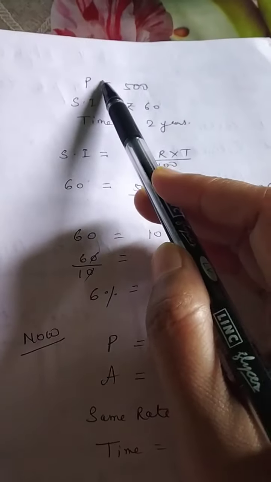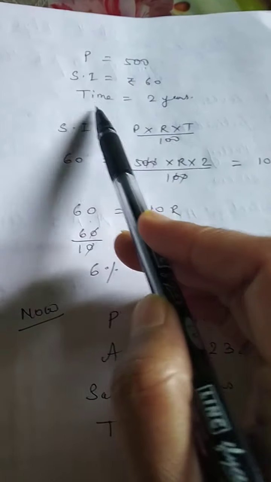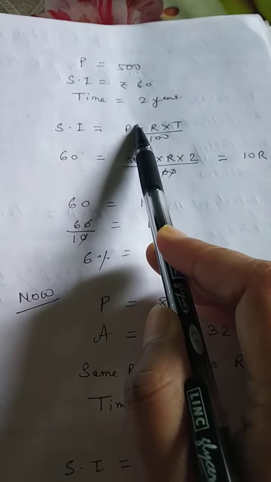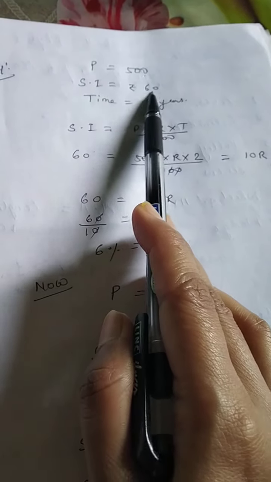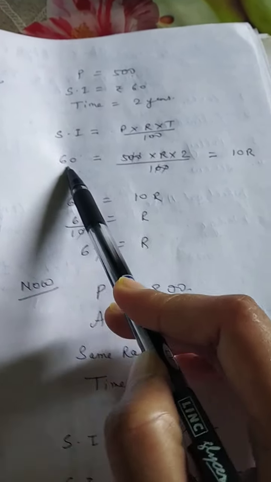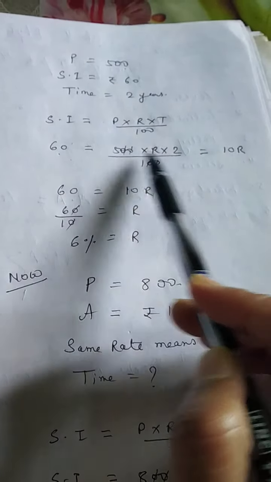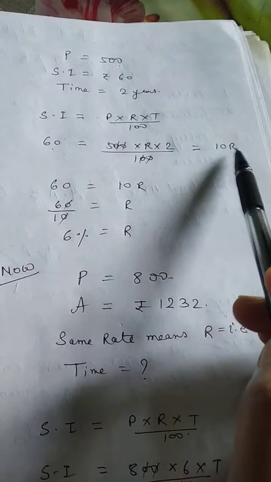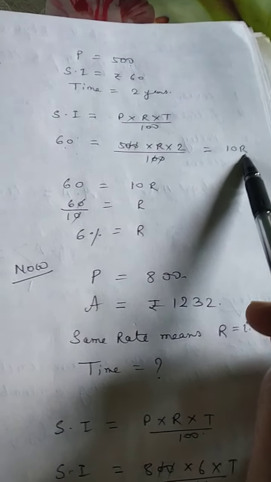Look here. In the first part, principal is given 500, simple interest is rupees 60, time is given 2 years. So we will use this formula. Simple interest is equal to P into R into T by 100. Simple interest is given, that is 60, so we will put it in this place. Now P is 500 into R into time 2 years by 100. Now we will cancel it. 5 2s are 10R we will get. R will be as it is because we don't know the value of R.